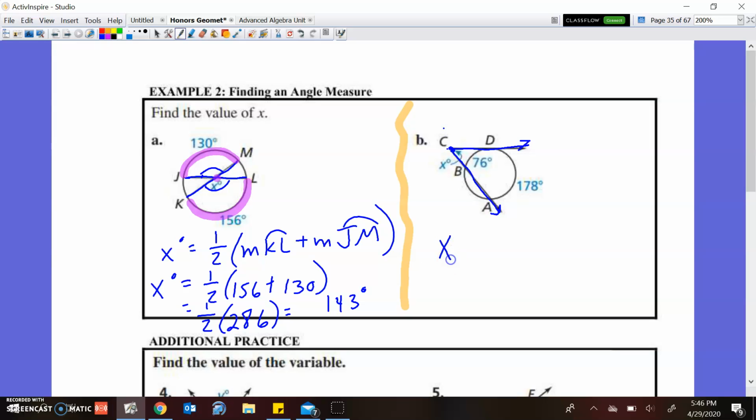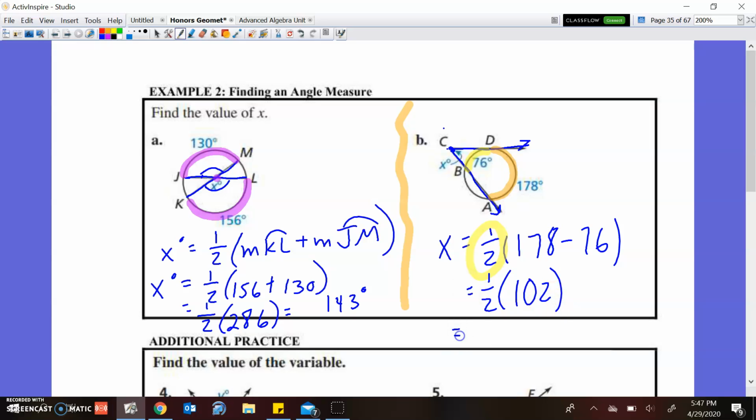So I can say that x degrees, technically, is equal to 1/2 the outer arc, 178, minus the inner arc, 76. Before we calculate that out, let's just revisit it. It's this arc here, 178, minus this arc here, which they defined as 76 degrees, and then we take 1/2 of that. Now we just have to do the easy computing. 178 minus 76 gives me 102, and then I take half of that, and I get 51. So the value of x equals 51 degrees.